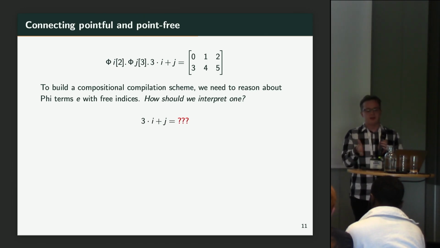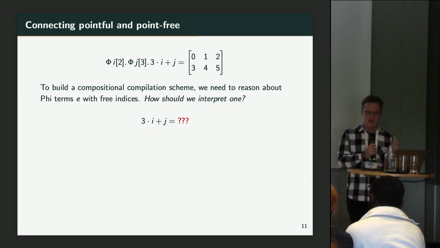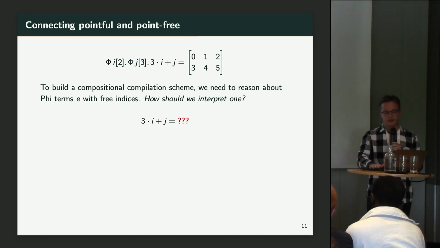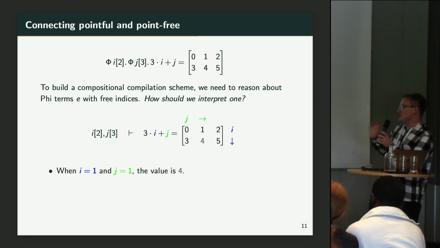So if I just looked at the part 3i plus j, what is this? From a denotational standpoint, this could be seen as a function where if I give it an assignment to i and j, it tells me some value. But the special thing about indices is that they span over some set range, so we have to set what the size is for those indices. I will say that i has size 2, so it goes 0 and 1. j goes over 0, 1, and 2. And this allows me to say this is like a matrix. It's not really a matrix, because it's ambiguous in what way it would be a matrix.